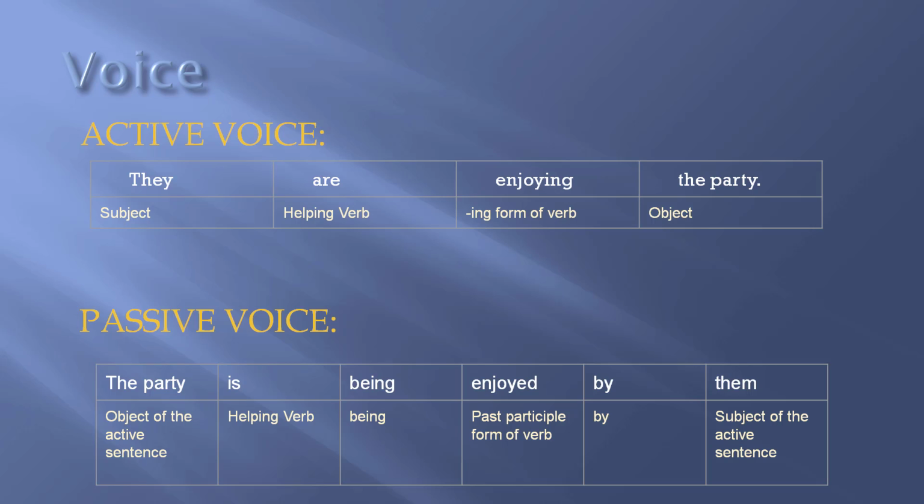Before moving towards the exercise, let's revise the previously learned concept. First of all, a question comes to our mind: what is voice? When a sentence is written, it can either be written in active voice or in passive voice. Active voice is used when the subject performs the action. For example, they are enjoying the party. In this sentence, they is the subject and it is actively doing the action. It is not passive at all.